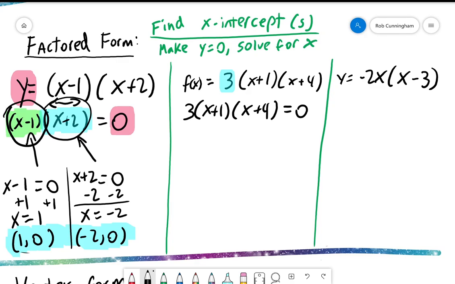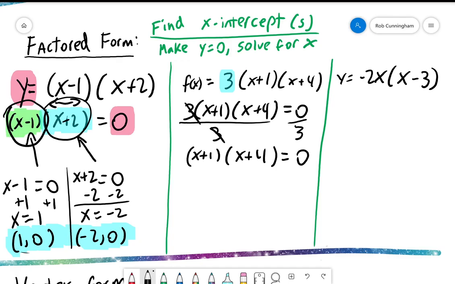Instead, what we're going to do, take the same first step, make y equal 0. Remember, f of x and y are basically two ways of saying the same thing. And we're going to divide both sides by 3. Why would I do that? Because now on the left, the 3's cancel. And on the right, well, 0 divided by 3 is just 0. So I get x plus 1 times x plus 4 equals 0. All right? x plus 1 equals 0. x plus 4 equals 0.